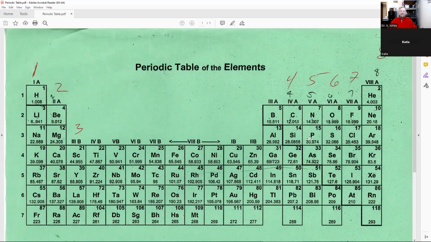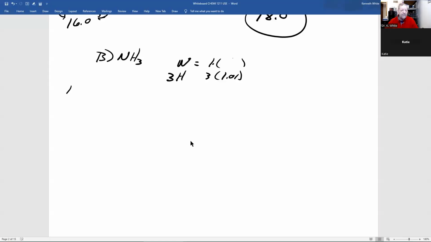So how do you round 14.007 off to 3 significant figures? That's your turn. I'm going to let you have some fun. I don't want to hog all the fun. So round 14.007 to 3 significant figures. Your turn.